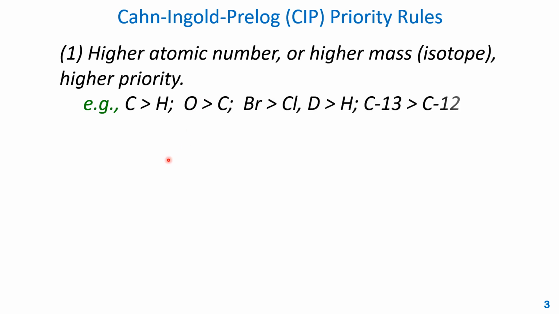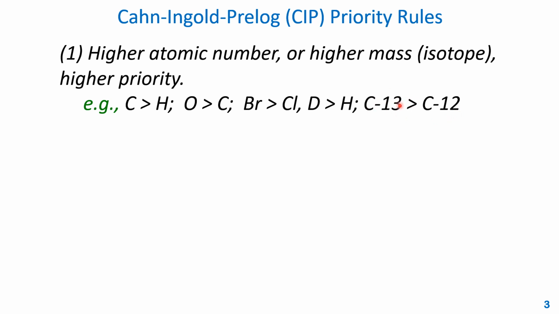For example, carbon is higher than hydrogen. Atomic number is 6, atomic number is 1. Oxygen is higher than carbon. Atomic number is 8, carbon is 6. Bromine is higher than chlorine. Bromine atomic number is 35, chlorine is 17. Deuterium and hydrogen are isotopes, but deuterium's mass number is 2, hydrogen is 1, so deuterium is higher than hydrogen. Carbon-13 is higher than carbon-12 because of mass number.